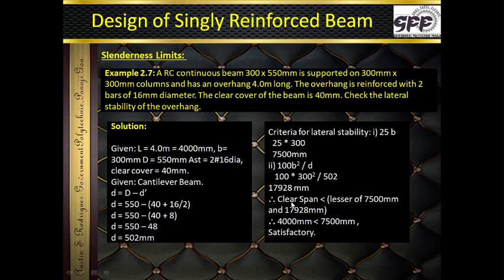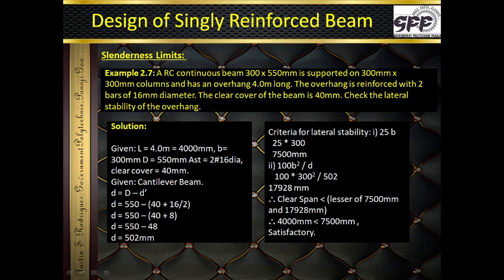Now the criteria is that clear span should be less than the lesser of these two, 7,500 and 17,928, which is 7,500. Our clear span is even lesser than that: 4,000 mm is less than 7,500, so it is satisfactory. Our check for lateral stability is satisfied. This is how we do the check for lateral stability.